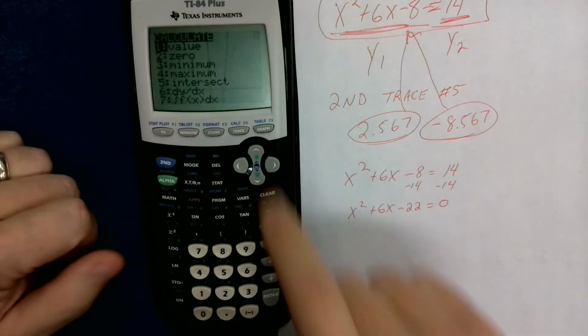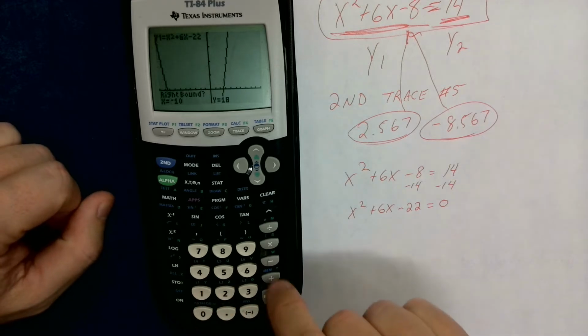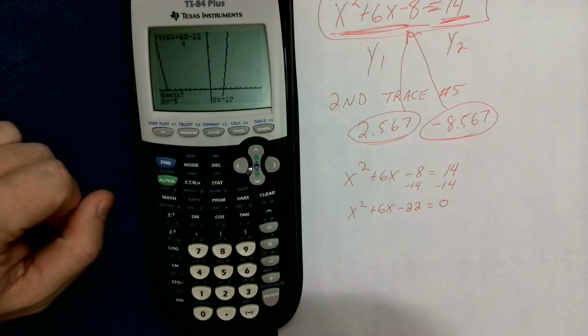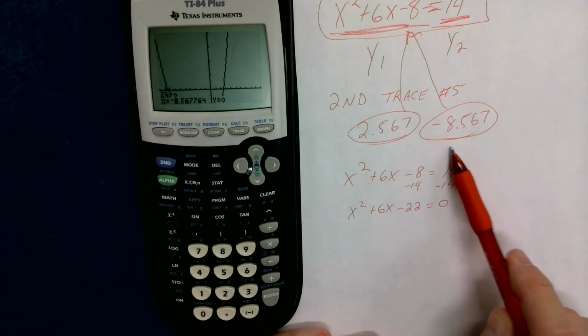So I use second, trace, 0, type in negative 10 for a left bound, negative, not subtraction, negative 5 for a right bound, and then hit enter. And you can see that it's negative 8.567, which is the same thing that I got before.